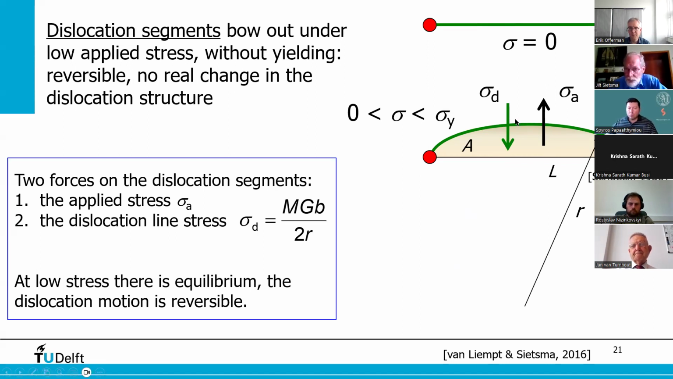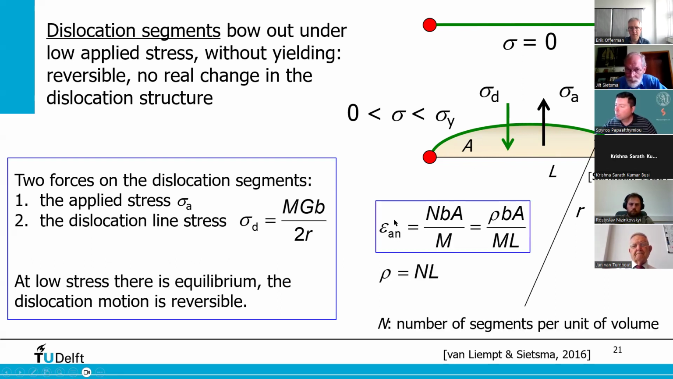Then, before you come to that point, it has already covered an area A, and you probably know the strain, in this case the anelastic strain due to the dislocations, is proportional to this area A. Then we have the Taylor factor, we have the Burgers factor, and we have the number of these segments per unit of volume. And if you realize that the dislocation density is equal to the number of segments times their length, then you see that this anelastic strain is proportional to the dislocation density and is inversely proportional to the length L.